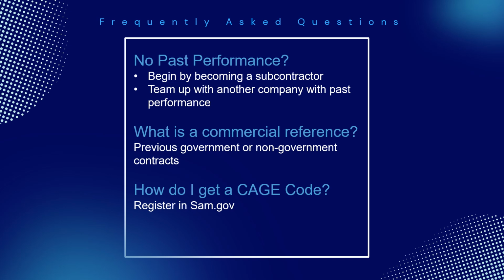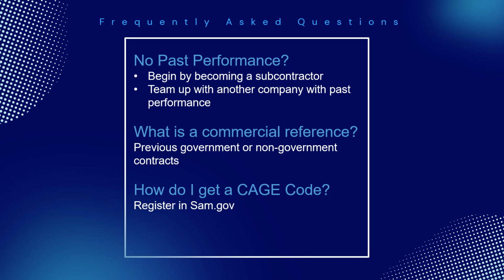Question 3. How do I get my CAGE code? Your CAGE code is automatically assigned when you register on SAM.gov. If you're already registered, log into your SAM.gov profile and you'll find your CAGE code listed there. If you haven't registered yet, the process is simple and we have a guide for that.